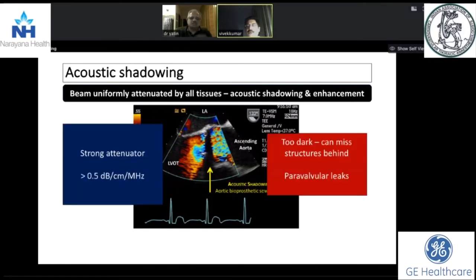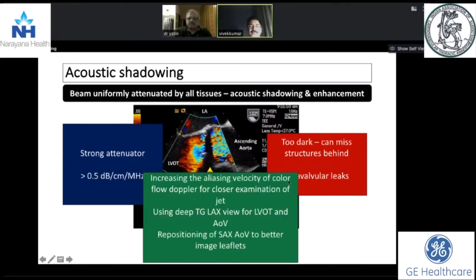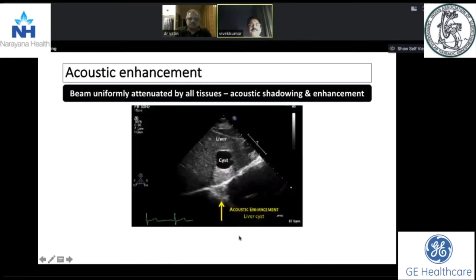These are seen with strong attenuators. Be careful. You can miss structures behind. You can miss paravalvular leaks. So how do we sort it out? We increase the aliasing velocity of color flow Doppler to have a closer look at the jet. We use different views, especially in TEE. We use the deep transgastric long axis view if we have to image the LVOT and aortic valve, and we can also reposition to the short axis aortic valve view to better image the leaflets.